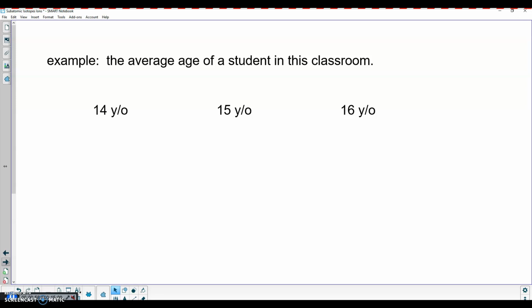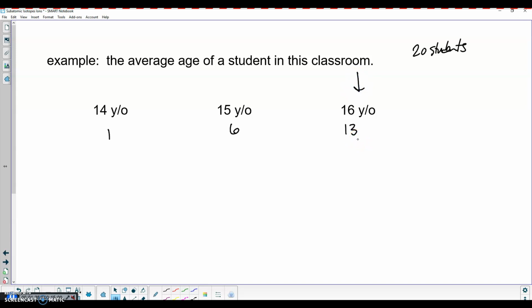But let's say I give you another little piece of information. Not only do I tell you the ages, but I give you a breakdown. There's a total of 20 students in the room, and there's only one 14-year-old, 6 15-year-olds, and 13 of you who are 16. That's going to change our average a little bit, because now it's going to be skewed towards this end, because there are a lot more 16-year-olds.